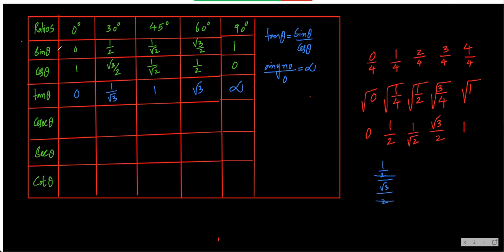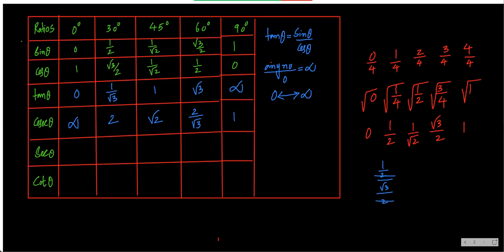Cosecant theta is the reverse of sine. Reciprocal of 0 is infinity, and the reverse of infinity is 0. So if we reverse 0, we get infinity. Reverse this one: 2 by 1 is 2. This is 2. Root 2 by 1 is root 2 only. This is 2 by root 3. And the reciprocal of 1 is 1. If you reverse 1, it remains 1 only.